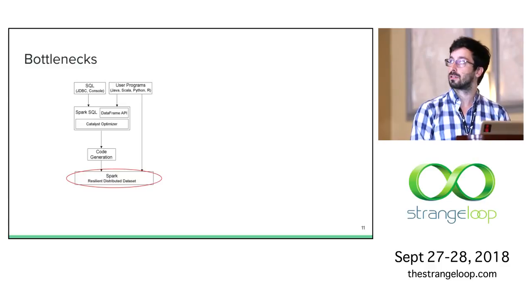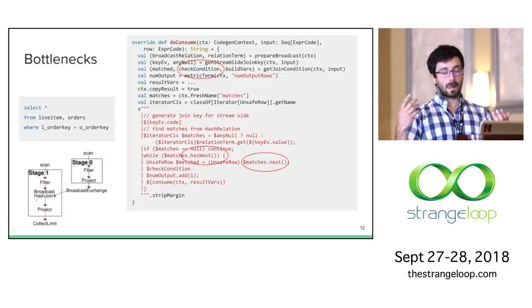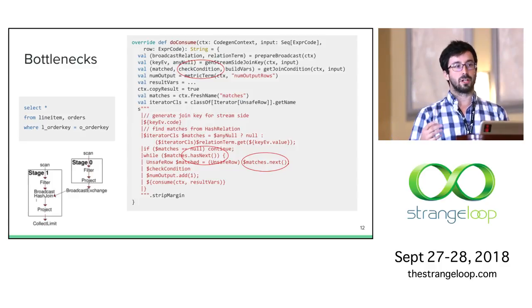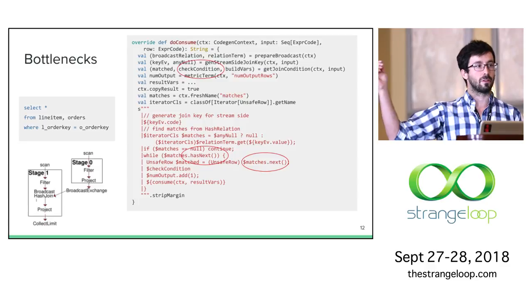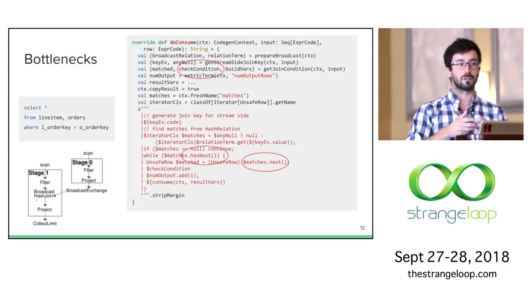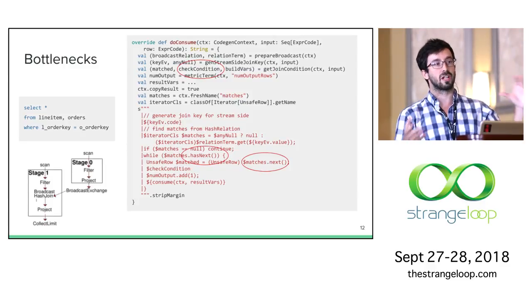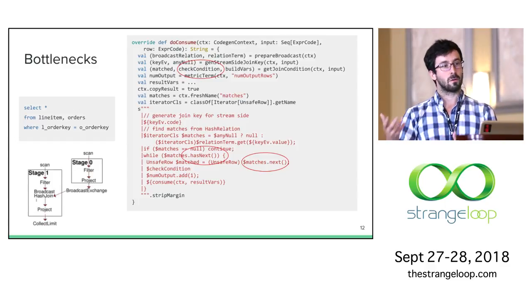It's the code generation. How the code generation works is that Spark is generating Java code at runtime, right? So here, for example, it's the code for the broadcast join. We don't have to go very deep into detail, but that function is actually generating Java code, right? Which is a piece of string, which is then compiled and then run in the RDD system.